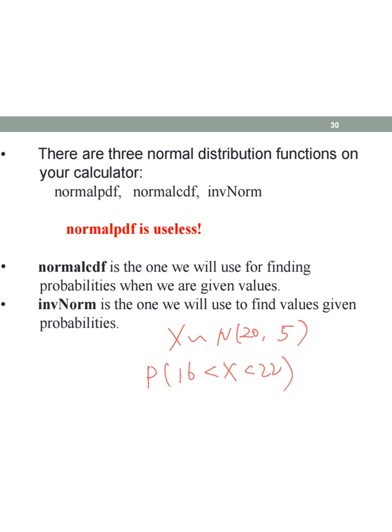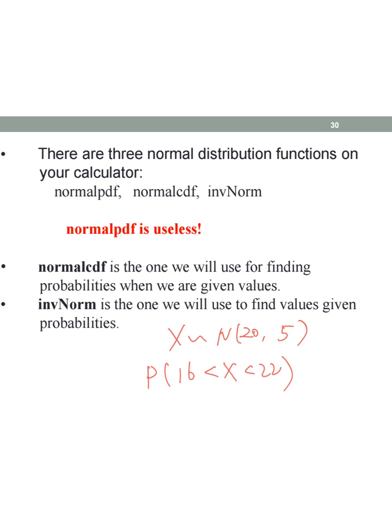So press second and then distribution, VARS. Exactly the same button you used for binomial distribution and Poisson distribution. Second VARS, and then you will find a couple of functions related to the normal distribution. The first one is normal PDF. The second one is normal CDF. And the third one is invNorm. We call it the inverse function for normal distribution.